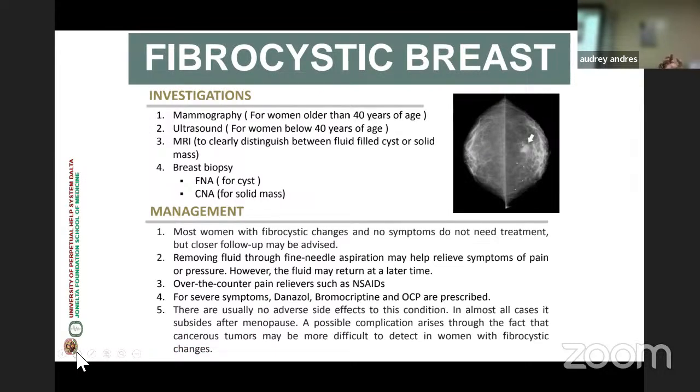So how do you evaluate? You do mammography. Mammography is recommended for women more than 40 years of age. Of course, ultrasound is central, and of course, breast biopsy. So most will not need treatment, close follow-up may be advised. If there's fluid, you remove the fluid. If the mass is big, you may remove it. Pain will be addressed by pain relievers.